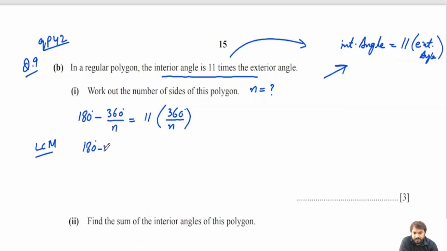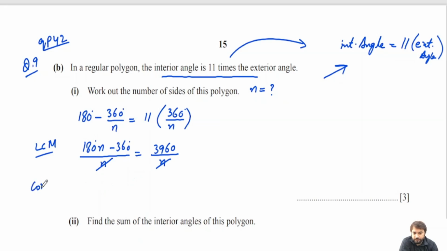So take LCM here. 180 degree into n minus 360 degree over n. This is the LCM. So we have to multiply 11 into 360 degree. Use your calculator. That will be 3960 over n. Now we can cancel them. So n can be cancelled by n.